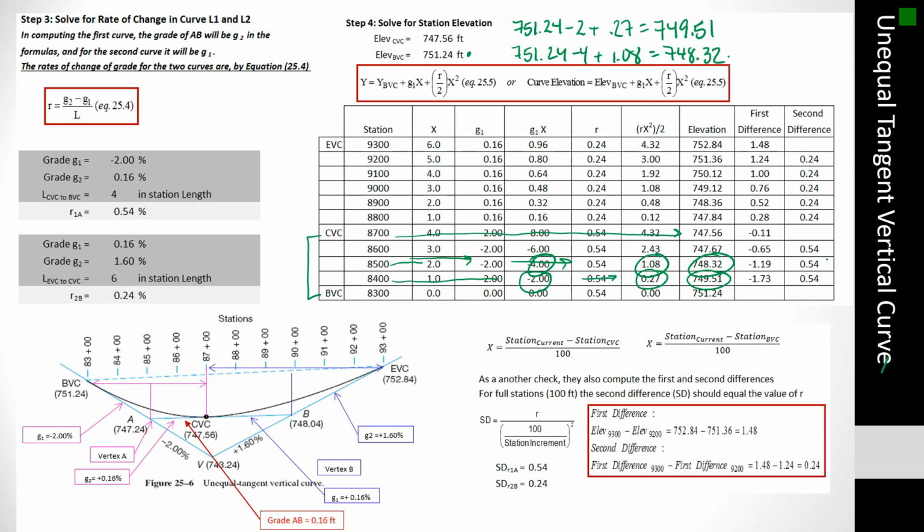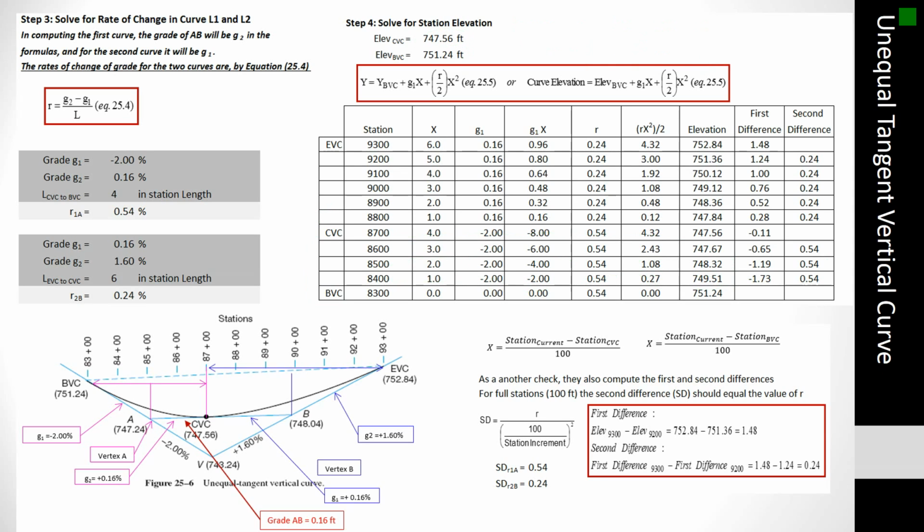Okay, now once you get there, you're going to change the value that you use for the calculations. So note it's 751.24, but now from this point on, for G1x and R over 2x squared, I'm going to use 747.56 plus 0.16 plus 0.12, which is going to give me 747.84. I'm going to skip one and just go to the next, just to show you a little bit different.